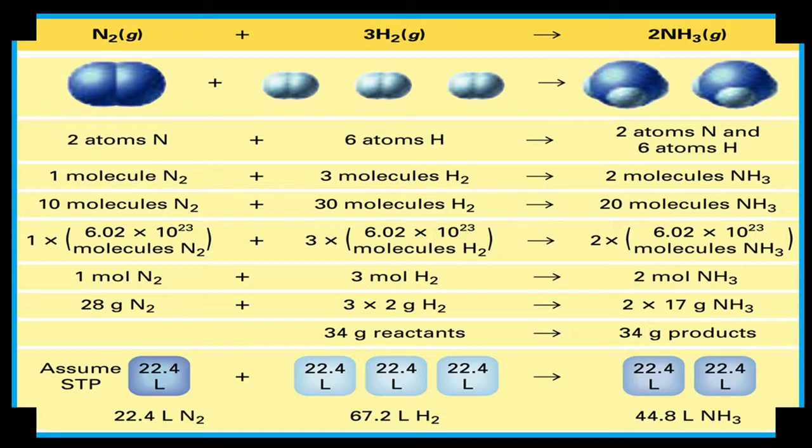If you look at the volume, the volumes are proportional as well, down at the bottom of that page. So if I have 22.4 nitrogen, I'm going to have 67.2 hydrogen and 44.8 ammonia. So it's all proportional relative to masses and volumes.